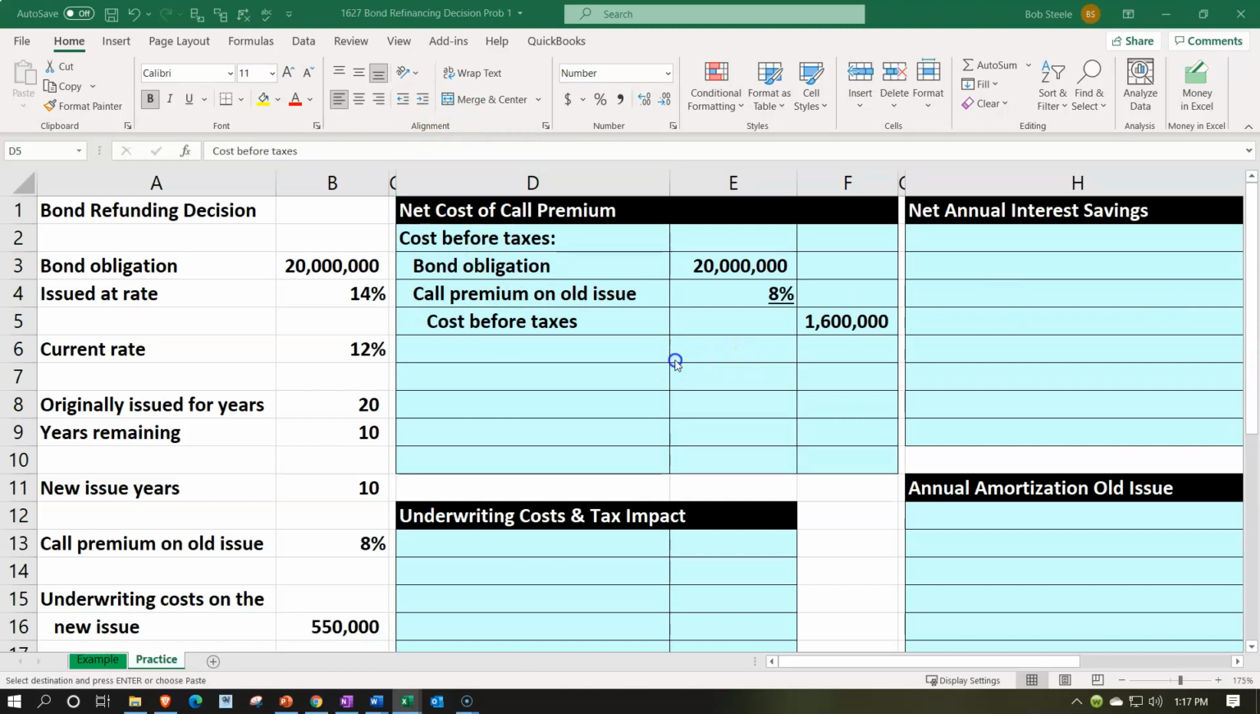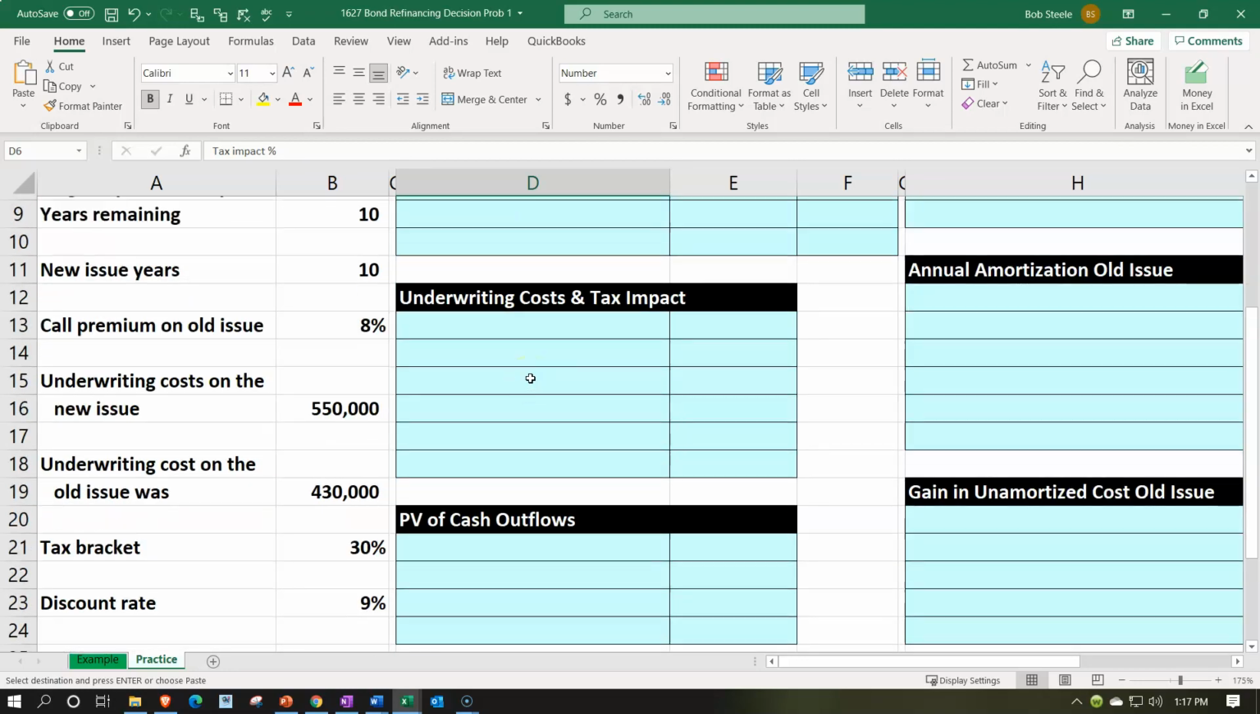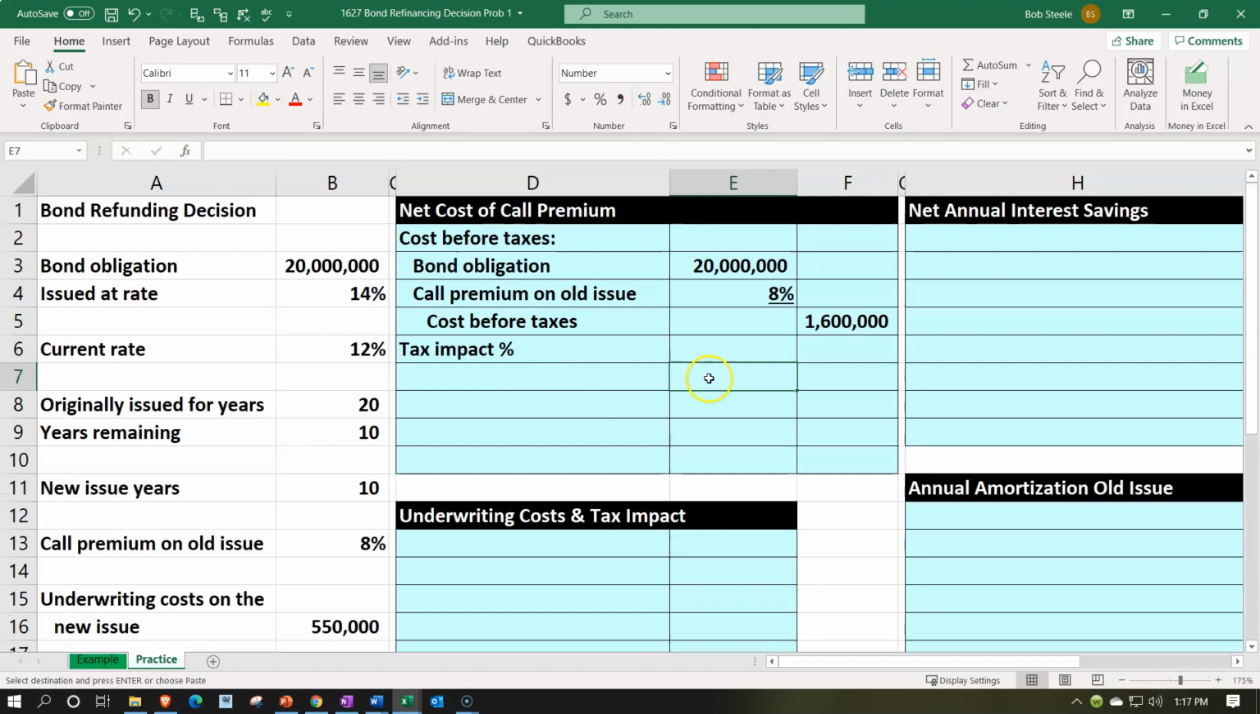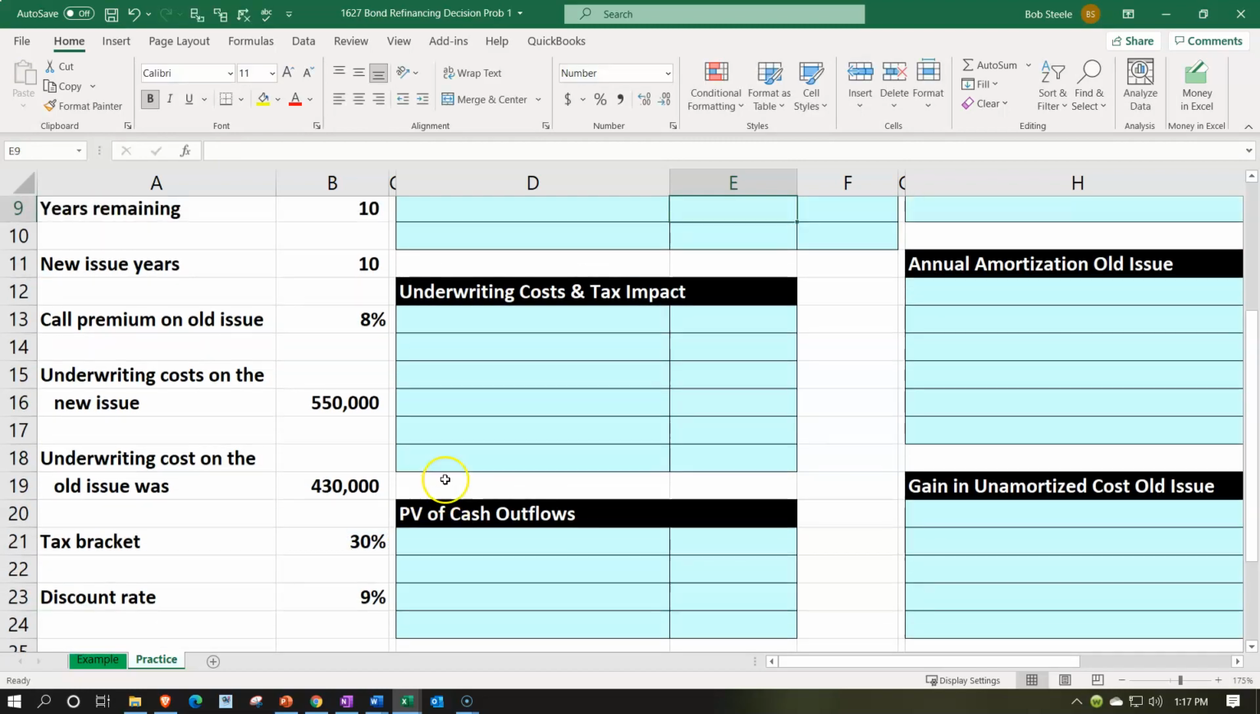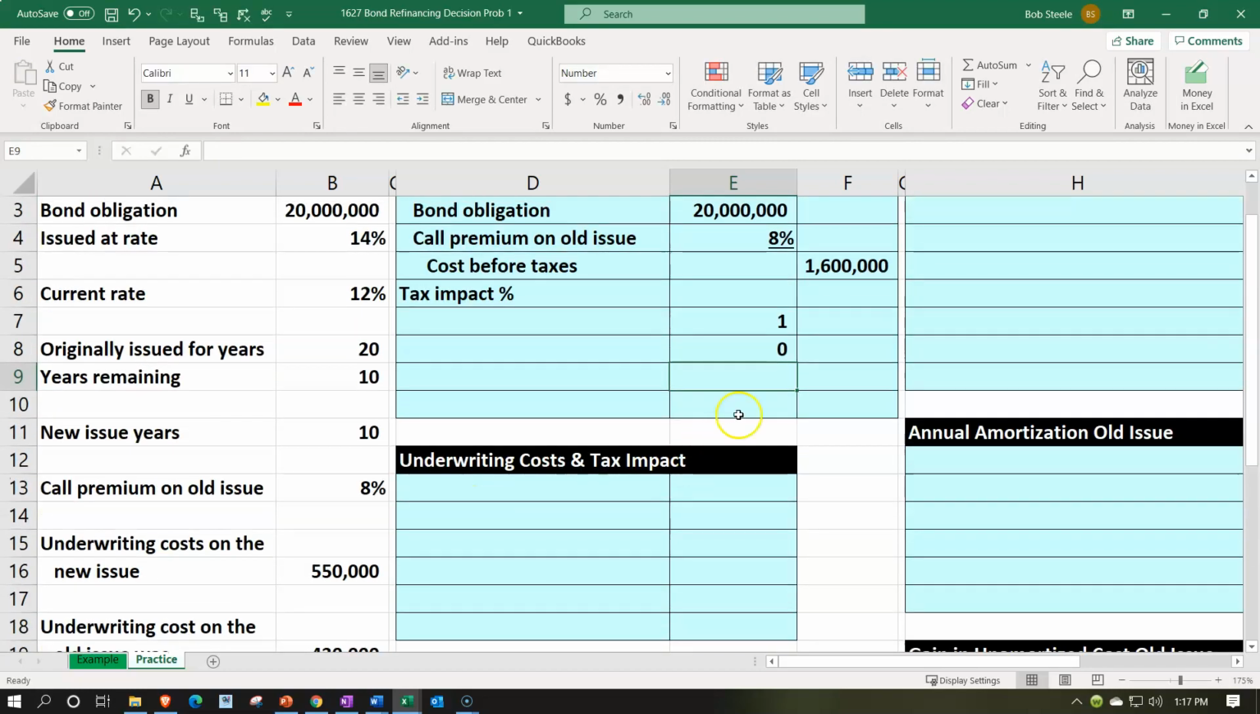Then we have the tax impact, which I'll do a quick calculation on here. Notice down below we have the 30% tax bracket. I want to take 1 minus that 30% to get the difference of 70%. So we're going to say this will be a percent, number group, percent, font group, and underline. So the tax impact percent.